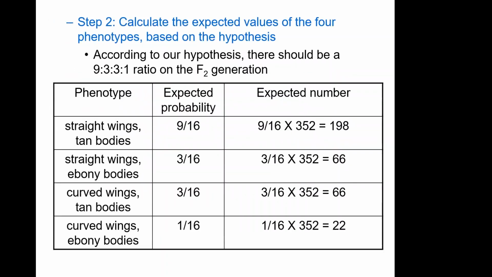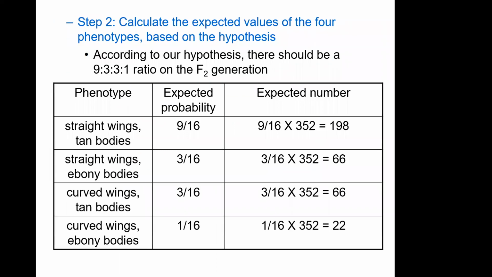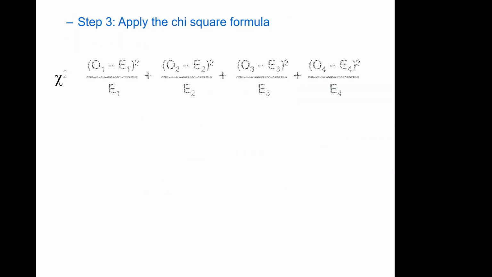So we need to apply our chi-square test, right? So, oh, I had it. So there it is. But wasn't it more fun to do it that way? All right, so there it is. There's your expected, okay? And there's 4 things. So we're going to have 4 of these different terms, right?